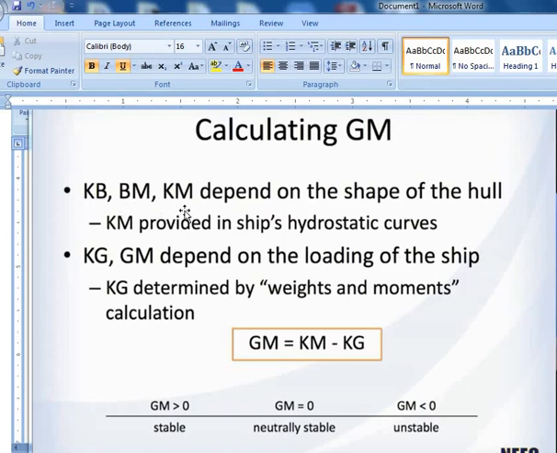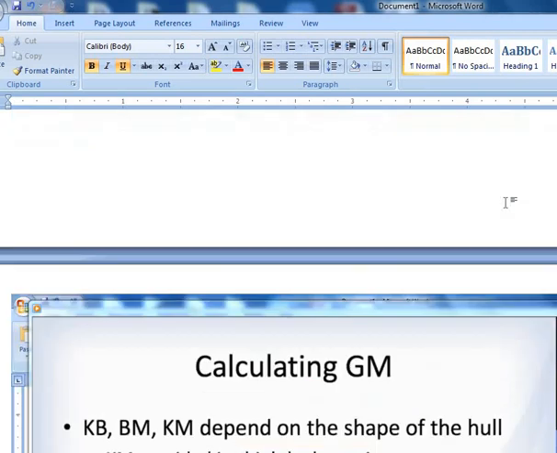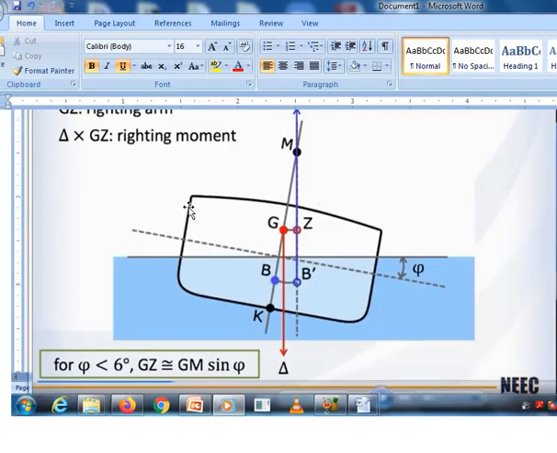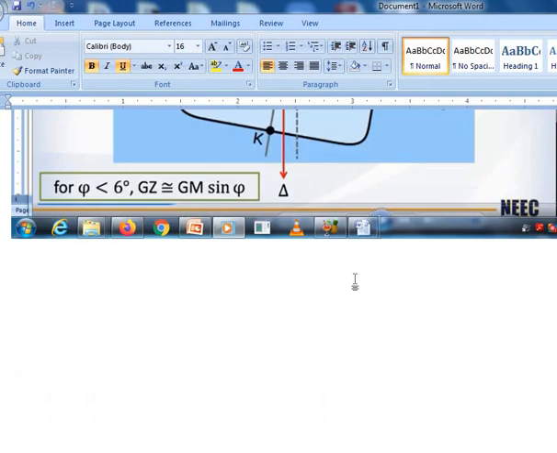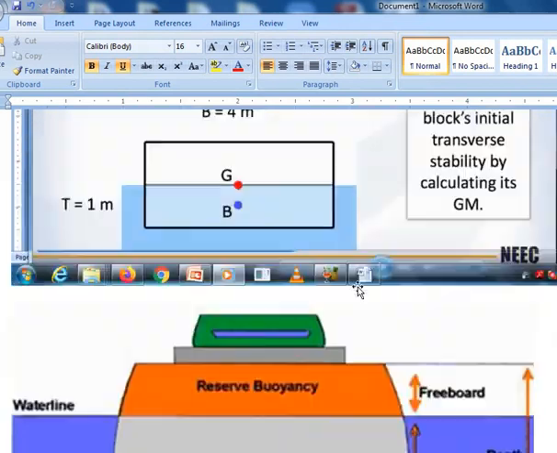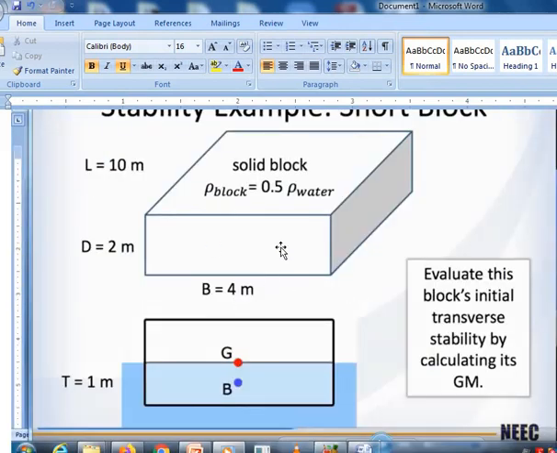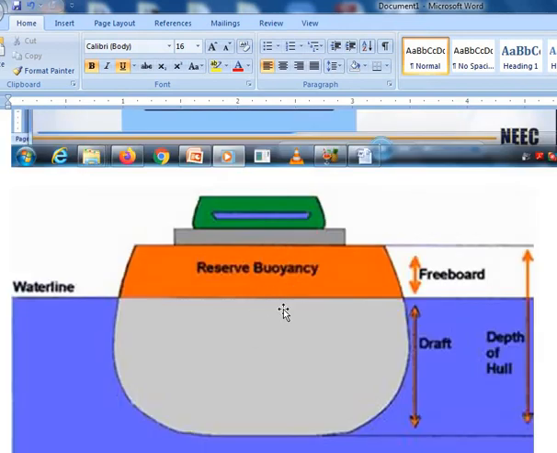We have the KB, the BM, the KM. I told you it depends on the shape of the ship, the hull, whether you have it in a rectangular form or in a curved or ship-shaped form. The form that you see here is not rectangular. It is called ship shape. And I'll show you that of the rectangle. This is a typical rectangular shape, and this is a typical ship shape.